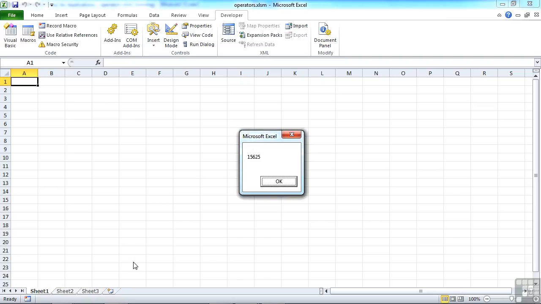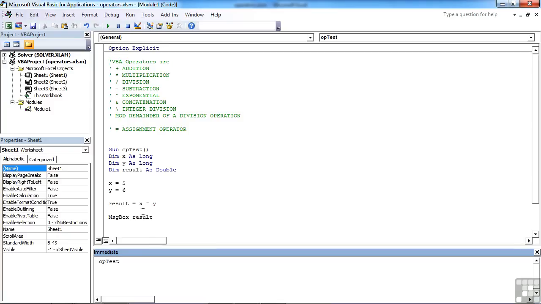Return. 15,625. I'll leave you to work out if that's correct. So that's 5 times 5, 6 times.